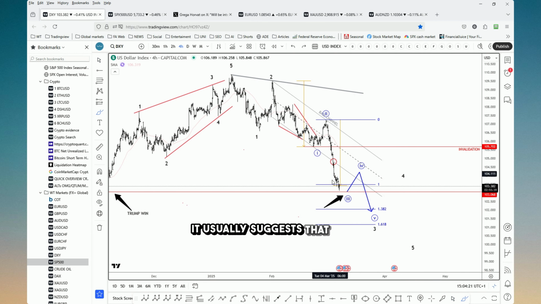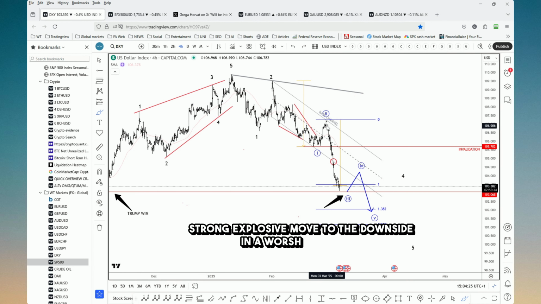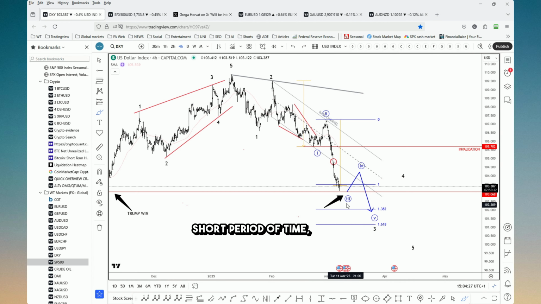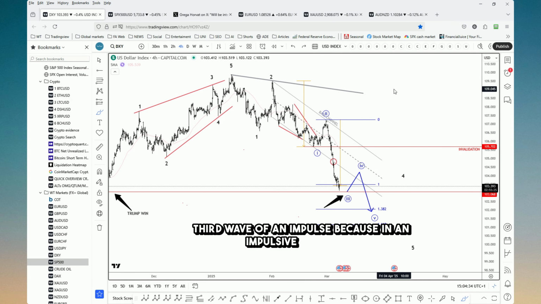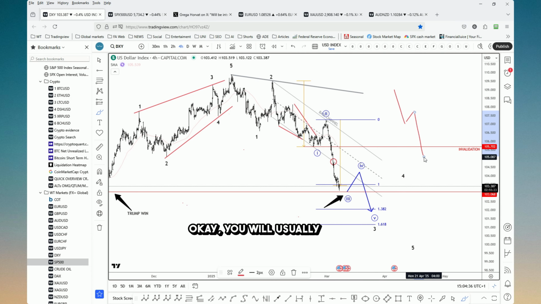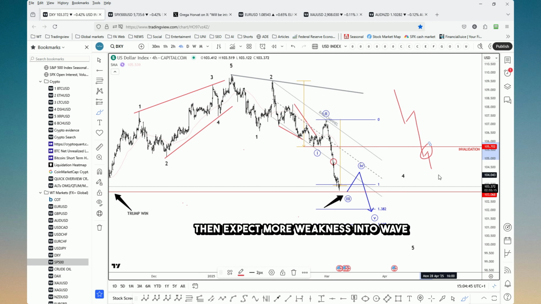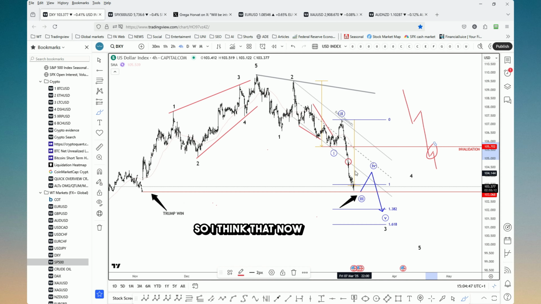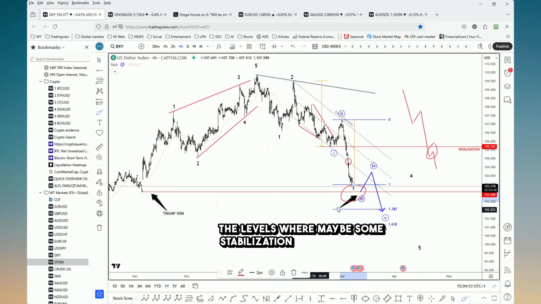But whenever we are in a downtrend and we have a very sharp sell-off like this one, it usually suggests that because of an extension and very strong explosive move to the downside in a relatively short period of time, we can label this as a third wave of an impulse, because in an impulsive sequence you will usually have wave 3 being the strongest and extended leg. So after a bounce, obviously we would then expect more weakness into wave 5. So I think that now we could possibly be reaching the levels where maybe some stabilization could show up.